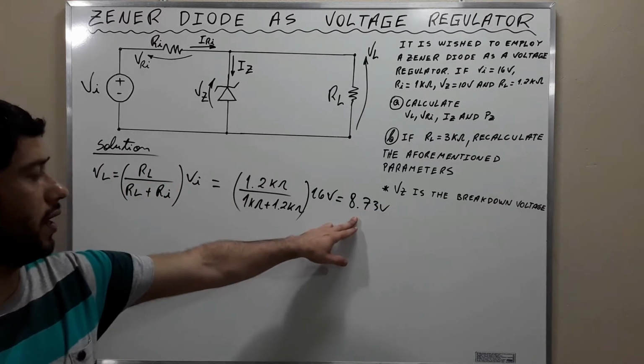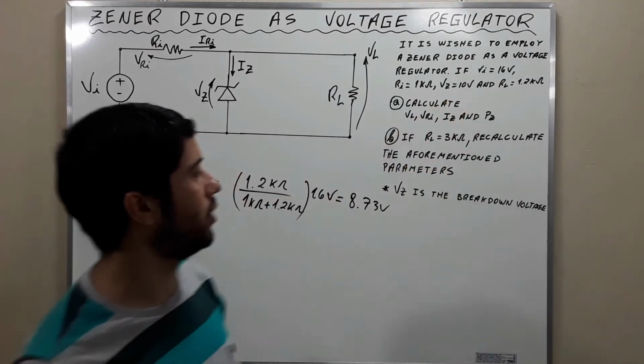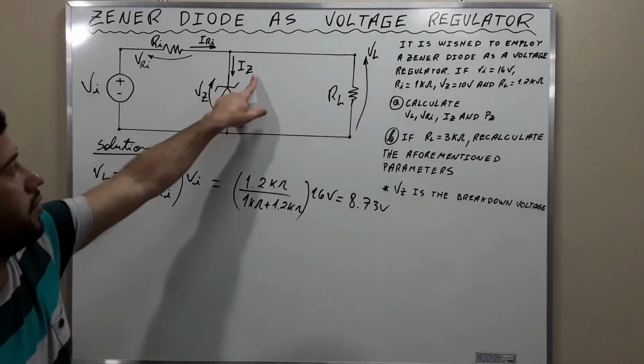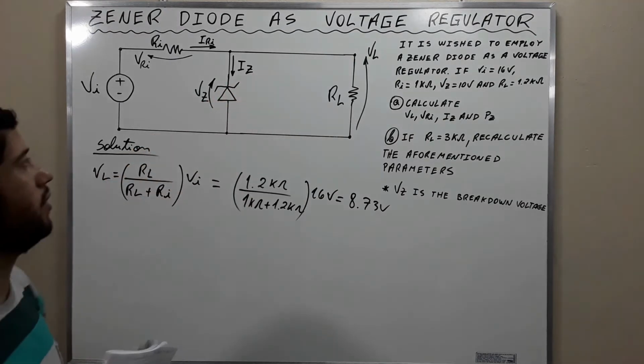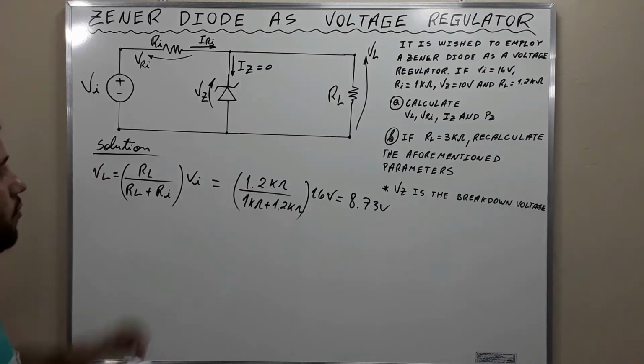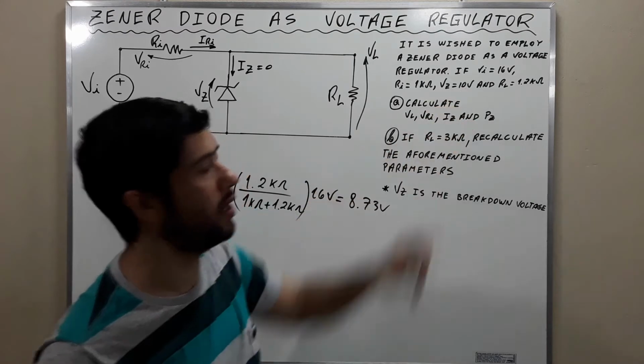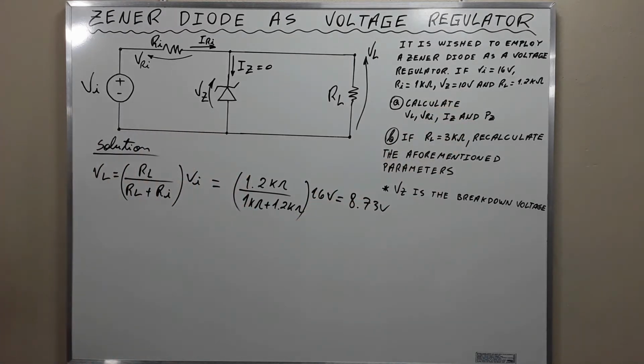Observe that 8.73 is less than 10, okay? Then this current here is 0. Iz is 0. There is no leakage current flowing backwards through the Zener diode. Since the voltage across the Zener diode is less than Vz, which is 10 volts, then the Zener is off. It is not operating.